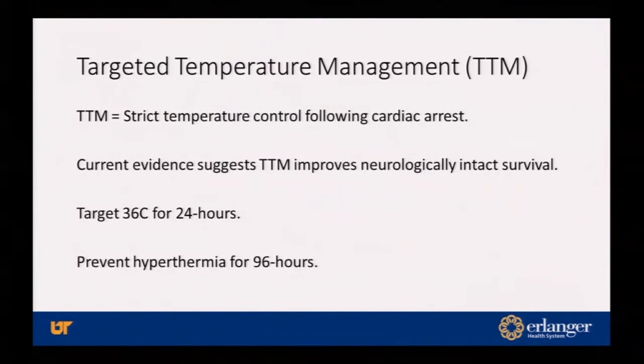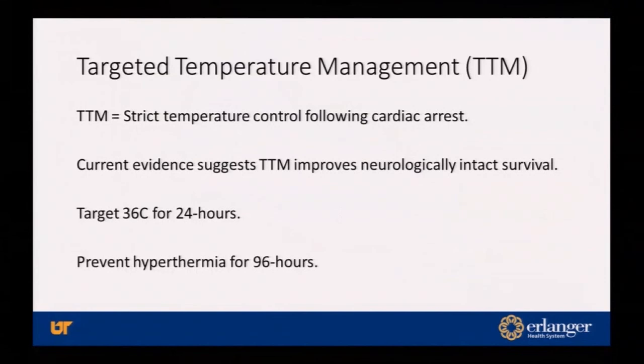Here, we're doing 36, right, on our protocol. Some places will do a lower temperature. You can do 34, 35, anywhere between there. But the whole point is to target a temperature for 24 hours and to prevent hyperthermia in a couple of days after the cardiac arrest, okay? So that's what's going to help improve your neurologic outcome.